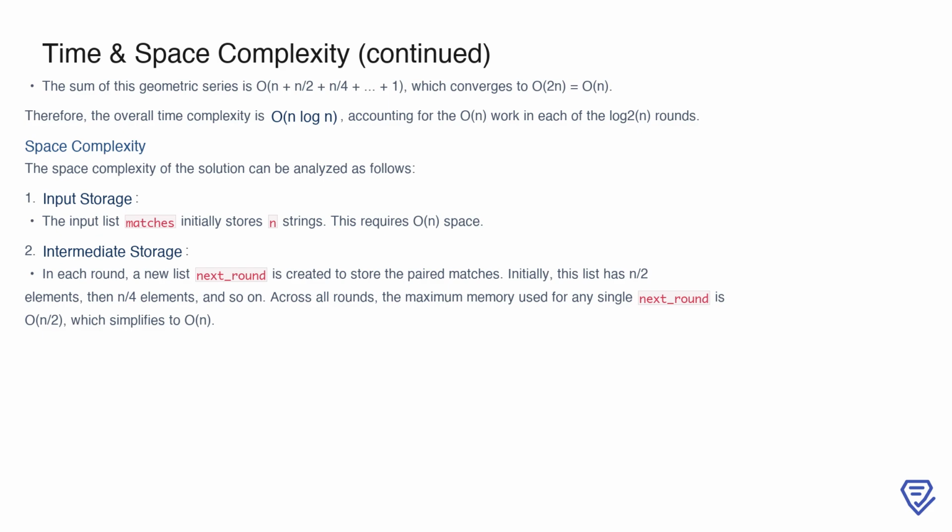Shifting our focus to space complexity, the input list matches initially requires n space to store the strings representing the teams. Additionally, during the pairing process, a new list next_round is created in each round to store the paired matches. The size of next_round starts at n/2 for the first round, reduces to n/4 for the next, and continues halving until only one match remains. The maximum memory required for any single next_round list is n/2, which is simply O(n) when we consider the asymptotic growth. This effectively captures the memory usage for intermediate storage during the tournament.